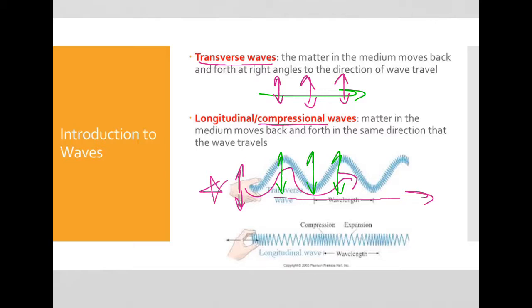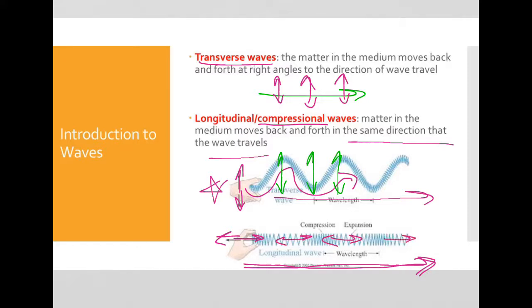Another type of wave is a longitudinal or compressional wave. In these waves, the matter in the medium moves back and forth in the same direction that the wave travels. So this is like pulling or compressing this spring here, or if you think of a slinky. Here, the overall direction of the wave is going this way. If I start at one end moving back and forth, eventually that'll propagate the entire length of the spring here. And these molecules are moving to and fro, but along the same line that the wave is propagating.